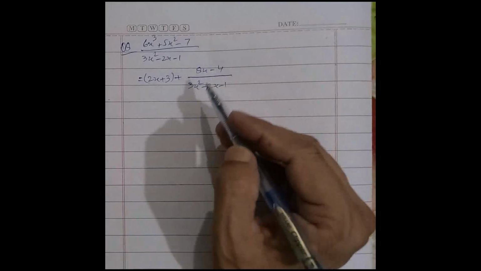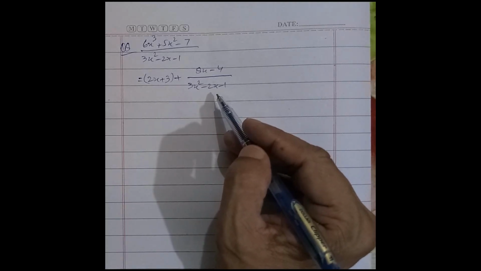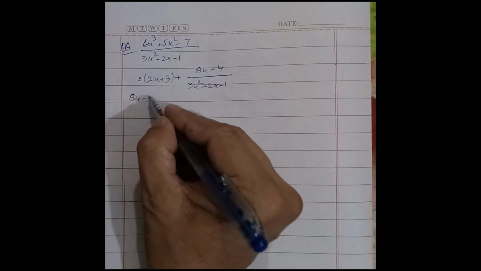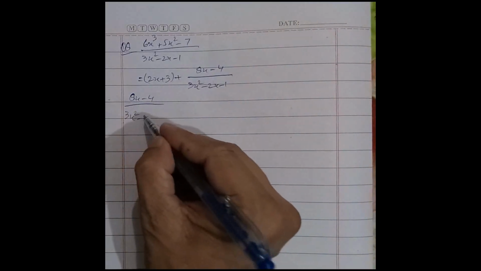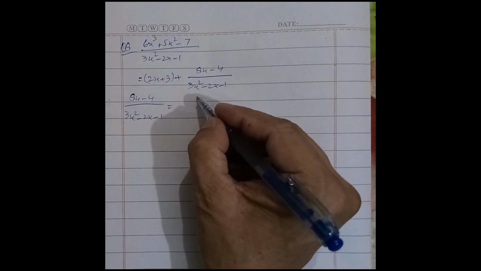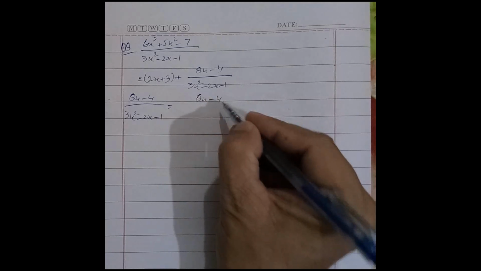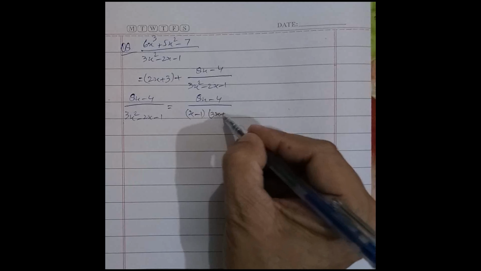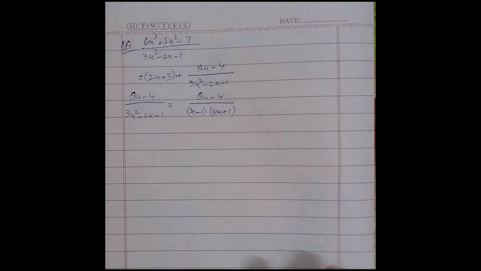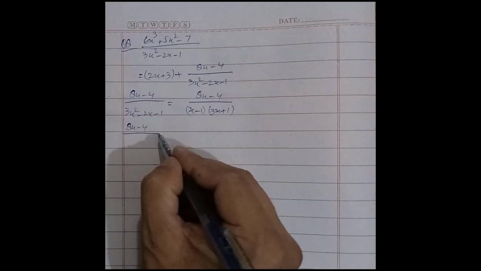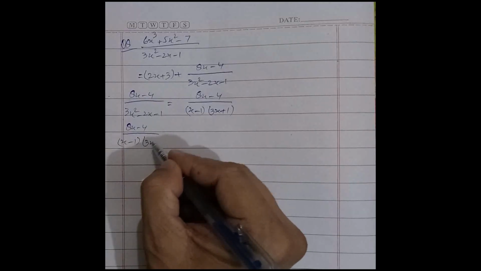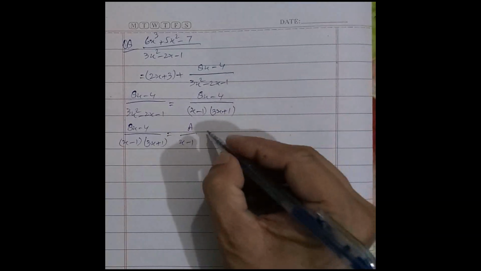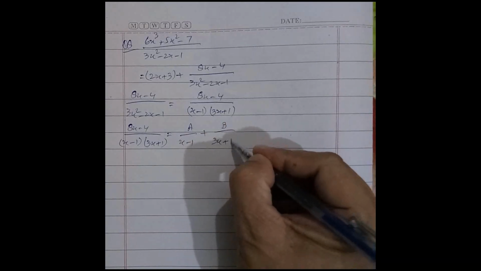and the numerator of this proper fraction we break down into linear factors. We get 8x minus 4 over 3x squared minus 2x minus 1 is equal to 8x minus 4 over x minus 1 into 3x plus 1. And now we further solve it. 8x minus 4 over x minus 1 into 3x plus 1. We factorize these two values: a over x minus 1 plus b over 3x plus 1.